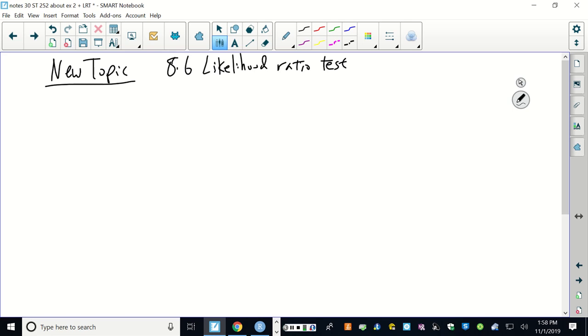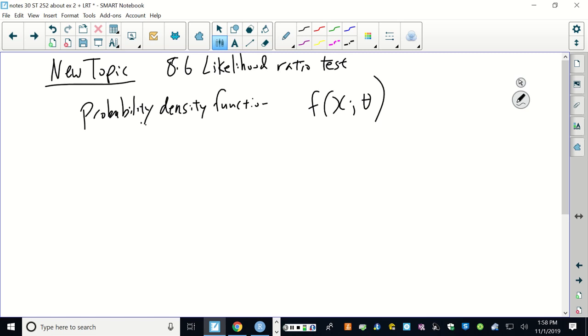How do you do that? Well, likelihood ratio test is one way that you can test some of those things. Right? So we go back to looking at a probability density function, or a probability mass function if it's discrete. And so we write that as f of x for a parameter theta. And then our question really is, what is theta? That's our inferential question. Right?